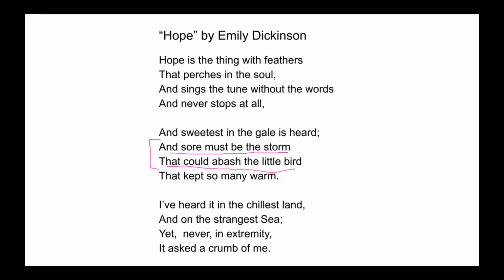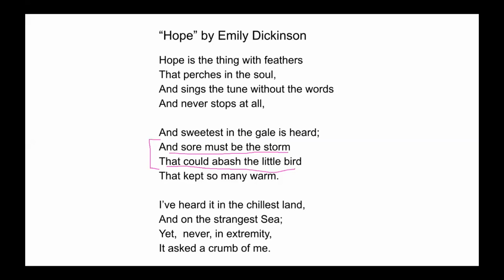Let's go to Sophie. So I think the big storm is a thing that makes someone really not hopeful, you know. Uh-huh. Okay.